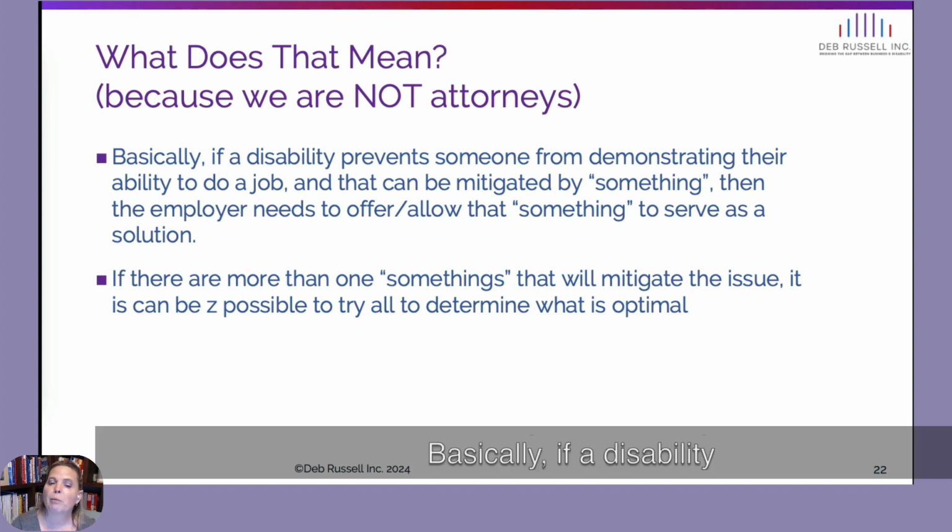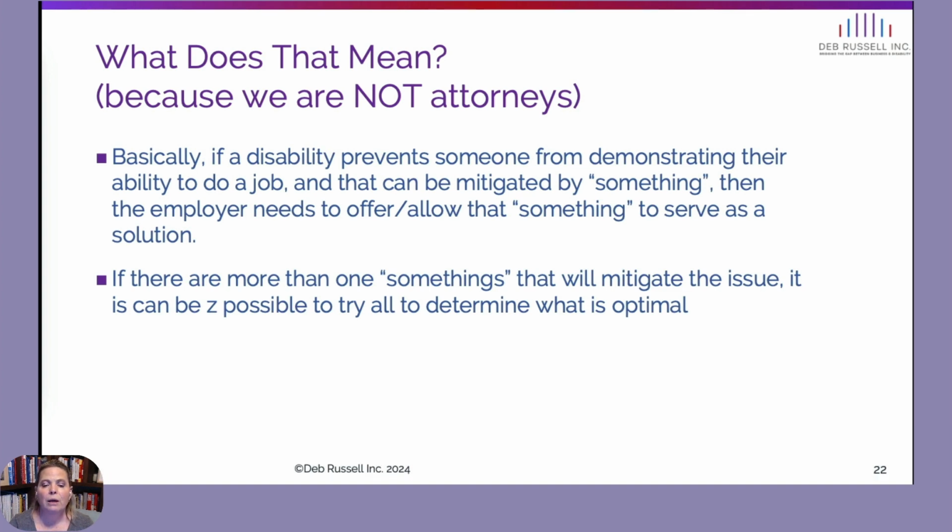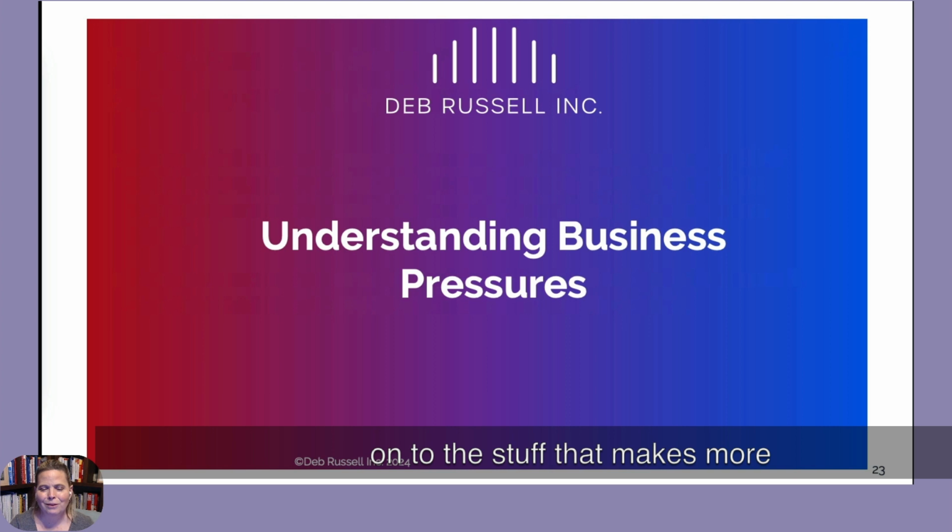But basically, if a disability prevents someone from demonstrating their ability to do a job, and that it can be mitigated by something, then the employer needs to offer or allow that something to serve as a solution. Again, an accommodation. It could be something you can touch and feel or buy, or something not so tangible. If there is more than one something that will mitigate the issue, it can be possible to try all of those to determine what's optimal, and decide what's causing an undue hardship. So that's the legal schmo. Let's go on to the stuff that makes more sense.